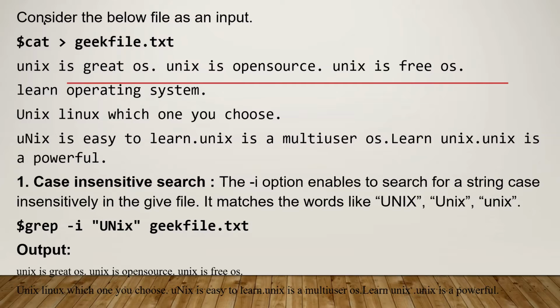Here we are discussing some sample commands. Consider the below file as an input. At the prompt, type cat > geekfile.txt to create a file geekfile.txt. In that file we type: Unix is a great operating system. Unix is open source. Unix is free OS. Learn operating system. UNIX in uppercase, Linux, which one you choose. Unix is easy to learn. Unix is a multi-user operating system. Learn Unix. Unix is a powerful.